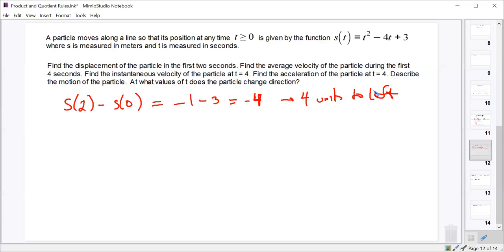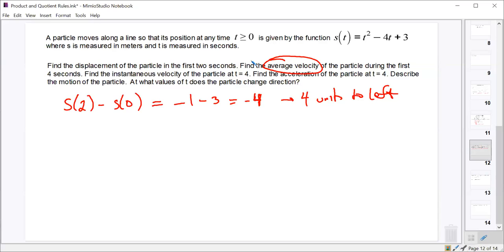Suppose we wanted to find the average velocity of the particle during those first 4 seconds. First 4 seconds, not the first 2 seconds. So the first 4 seconds. How would we do that? Take the derivative of the position function. Okay, so not yet. We're looking for an average velocity.